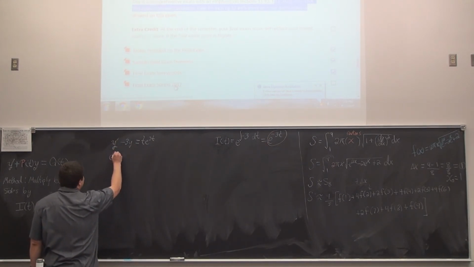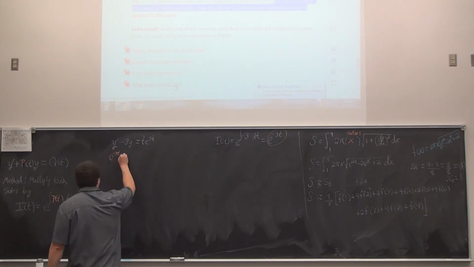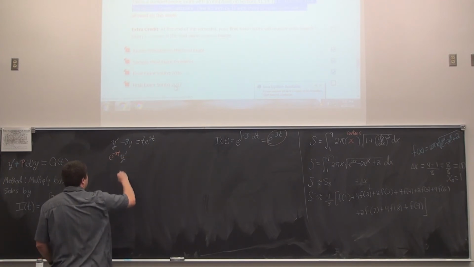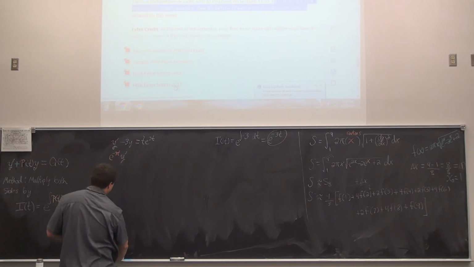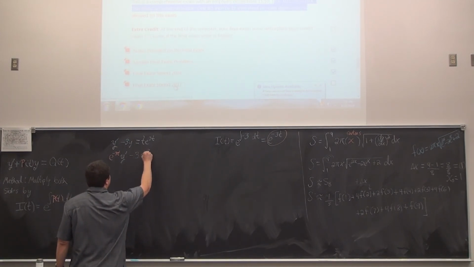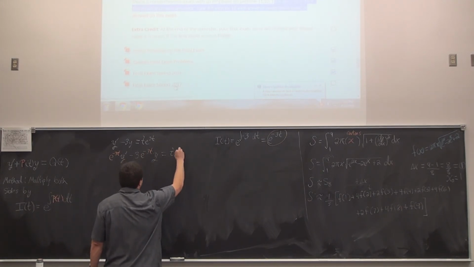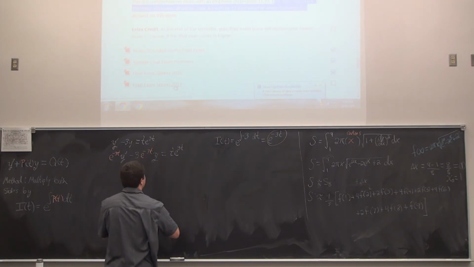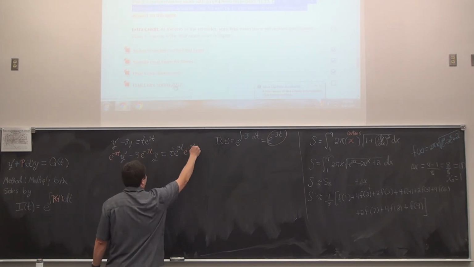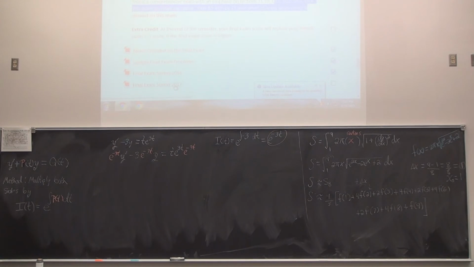So I would write e to the -3t is now multiplying y prime, then -3 e to the -3t times y would go here, and that would be equal to t e to the +3t times e to the -3t. So that's our second step. Get the integrating factor first, and then multiply all three portions or terms of that differential equation by it.